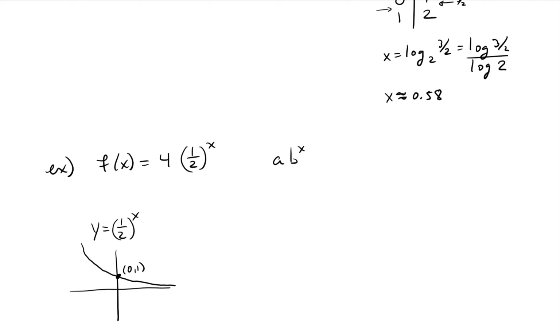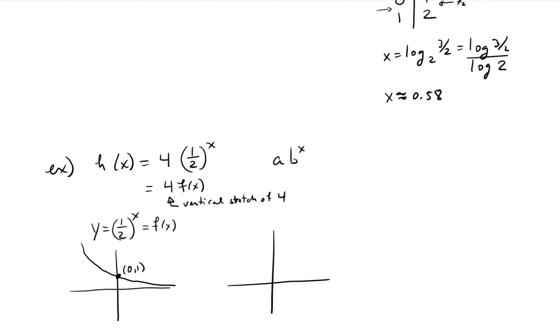Now what does the 4 do to it? Imagine this is f of x again, and let's call h of x the new function. h is actually 4 times f of x. So if you multiply a function by 4, what it does is that it multiplies all the y values by 4. So it's a vertical stretch by 4. So that means that everything is going to be 4 times higher. So my y-intercept, which was 0, 1, now becomes 0, 4. And then it decreases like this.